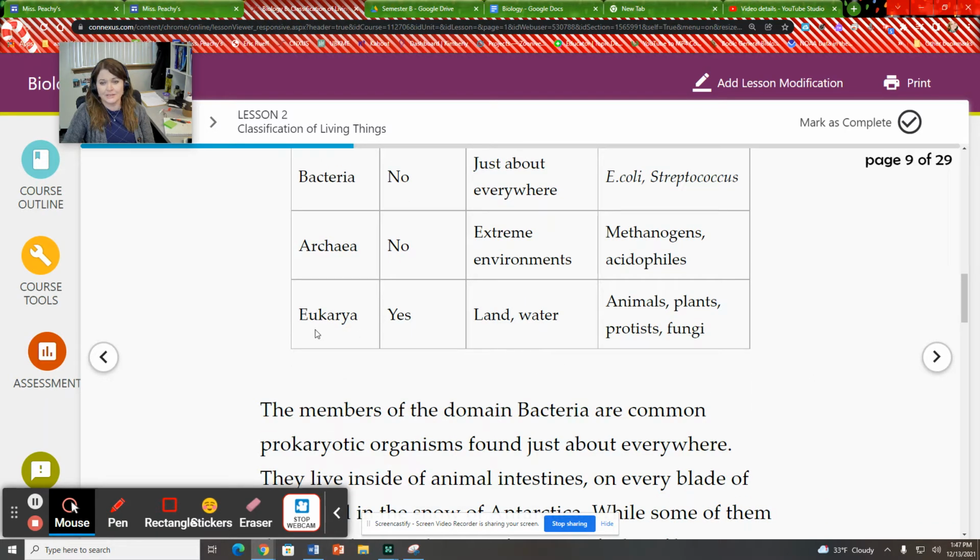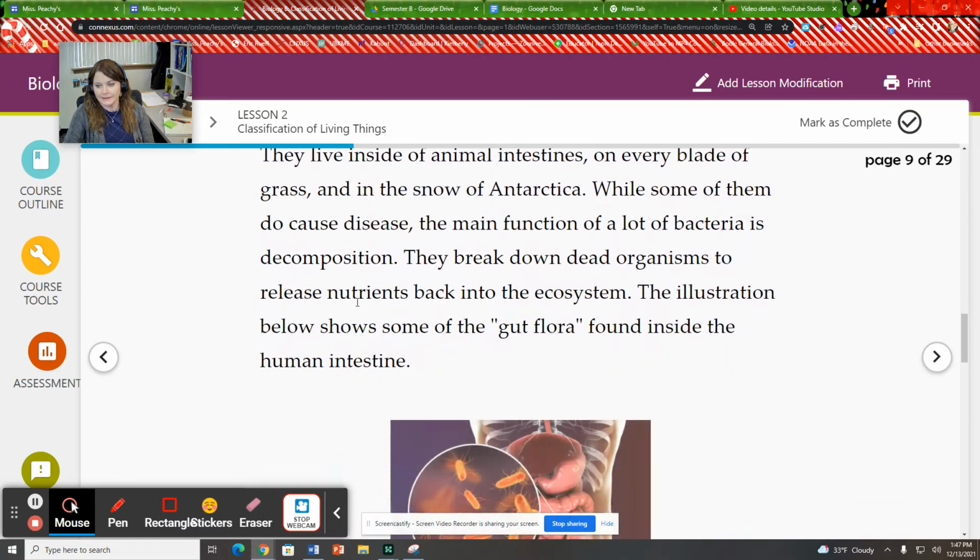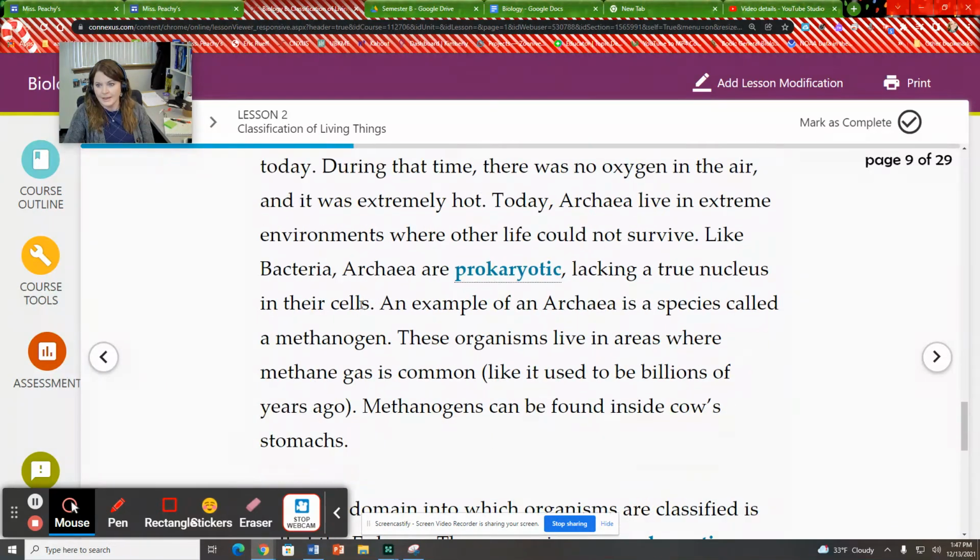Everything else on Earth falls under eukarya. So your animals, your plants, your fungi, those are all eukarya. They're not necessarily multicellular organisms, but they have eukaryotic cells, right? That means they have a nucleus, they have organelles in them, and that's where all the rest of living things on Earth fall.